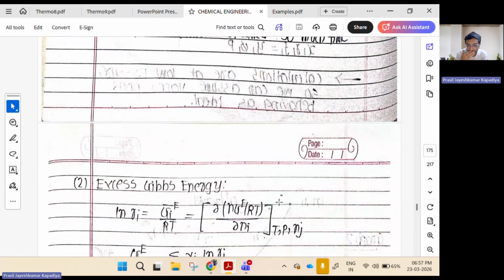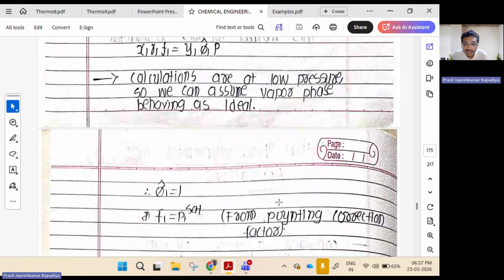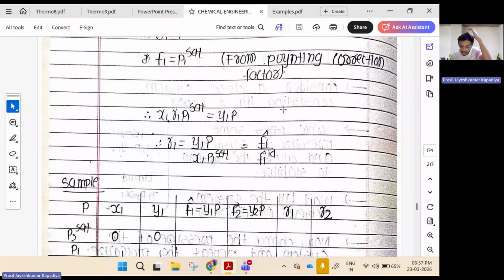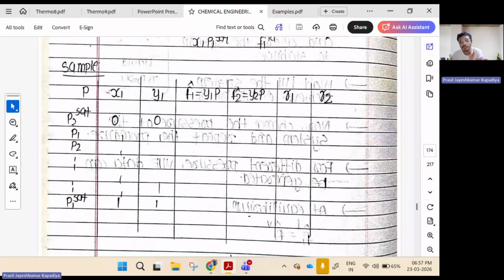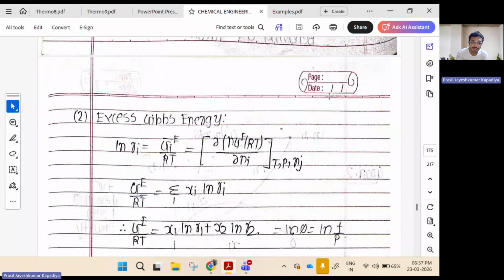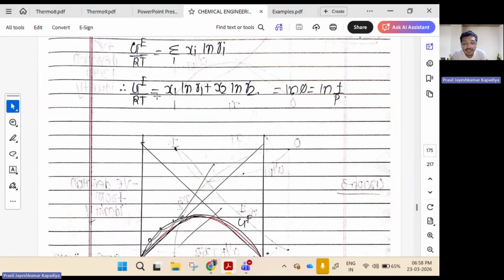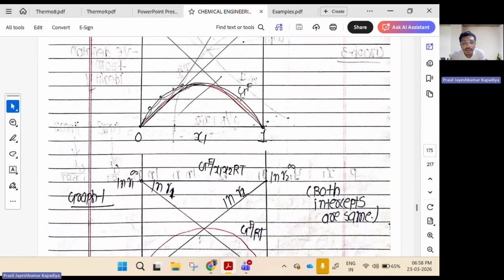Okay, but this is a very tedious way, and it takes very much time. It is not easy to maintain the pressure. It is not easy to find out the composition when we are dealing with experiment, and I want to find gamma 1, gamma 2. Okay, so there is one other method, that is the excess Gibbs energy method. So we know that GE by RT is nothing but x1 ln gamma 1 plus x2 ln gamma 2.